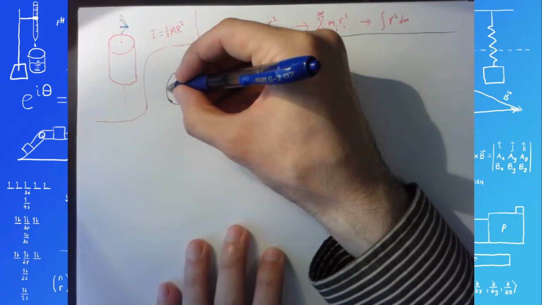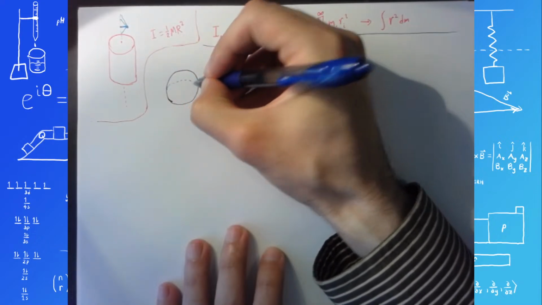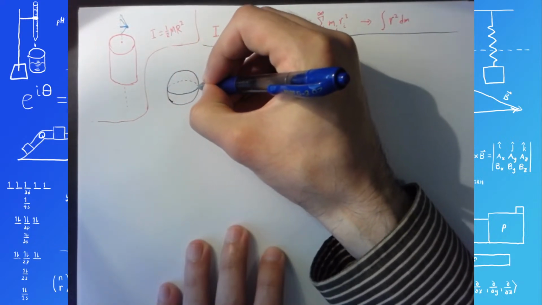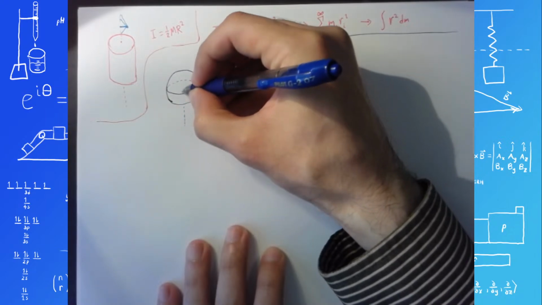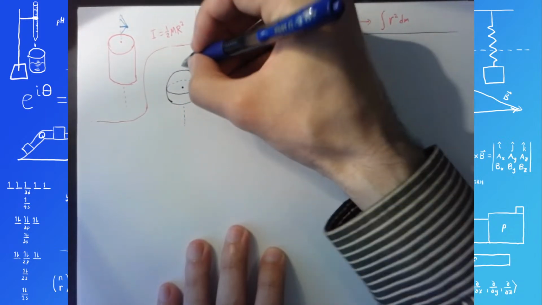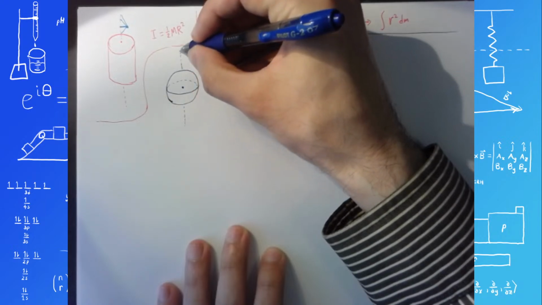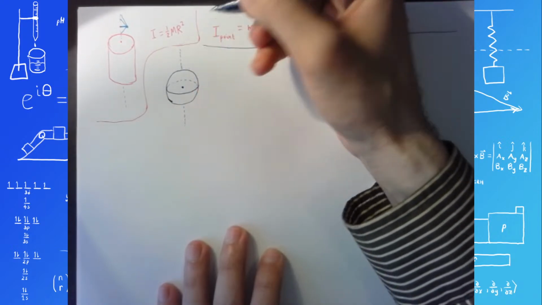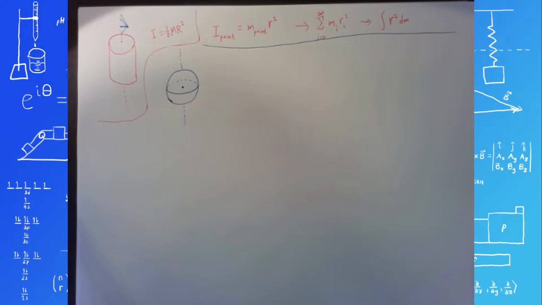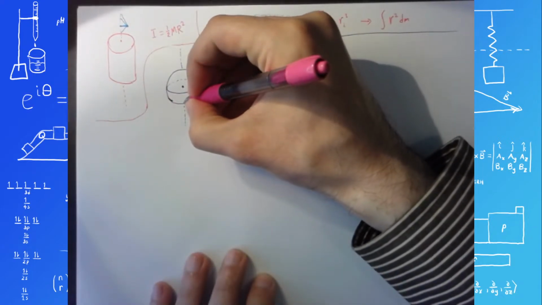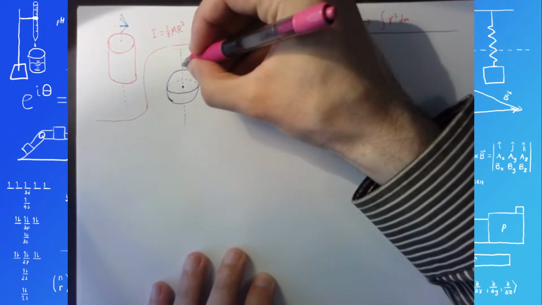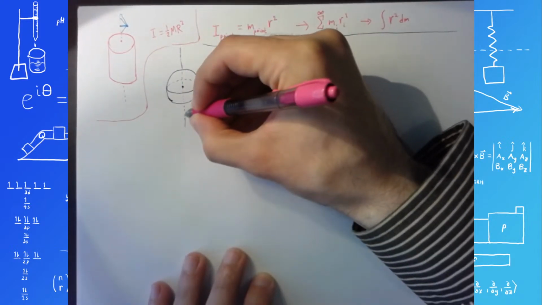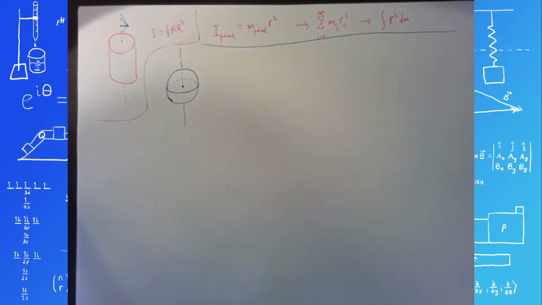For a solid sphere, rotated about an axis that goes through its center. I guess maybe I should have drawn it in a different color. Axis of rotation going through the center of a solid sphere, which is not the same as a hollow sphere.